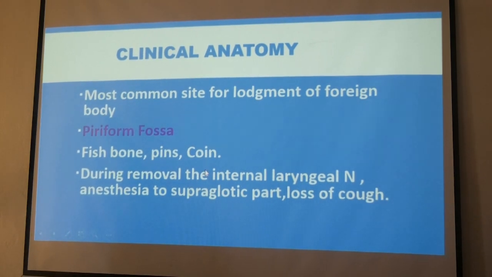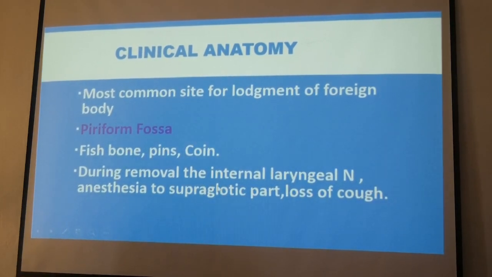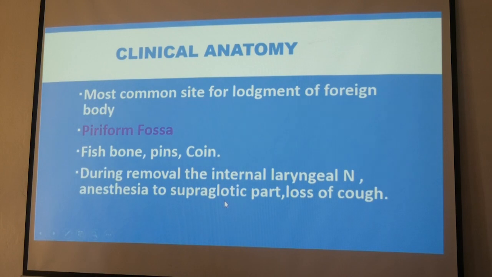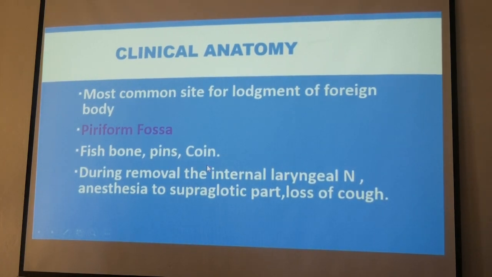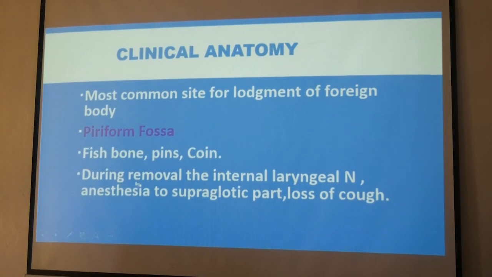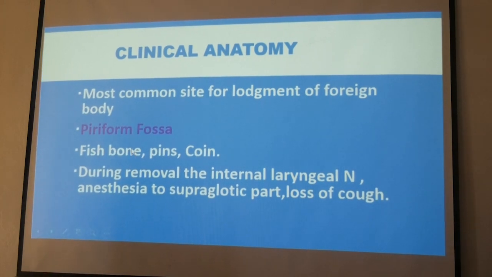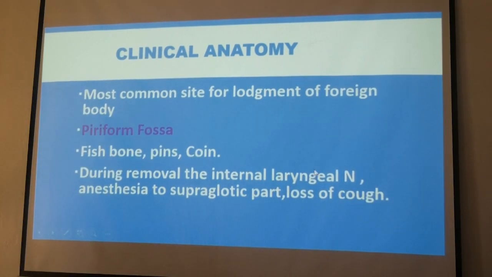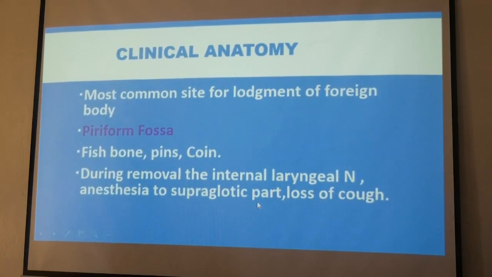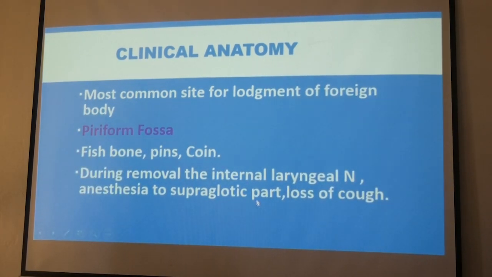So now the last topic is the pyriform fossa. Just remember, it is the commonest site for lodgement of foreign bodies. It could be a fishbone, pins or coins. It's very common. So first we will see whether it is in the pyriform fossa or not. If it is not, then it has gone to the abdomen. You have to see during removal the internal laryngeal nerve, anesthesia to the supraglottic part. It will produce lots of cough, bouts of cough.